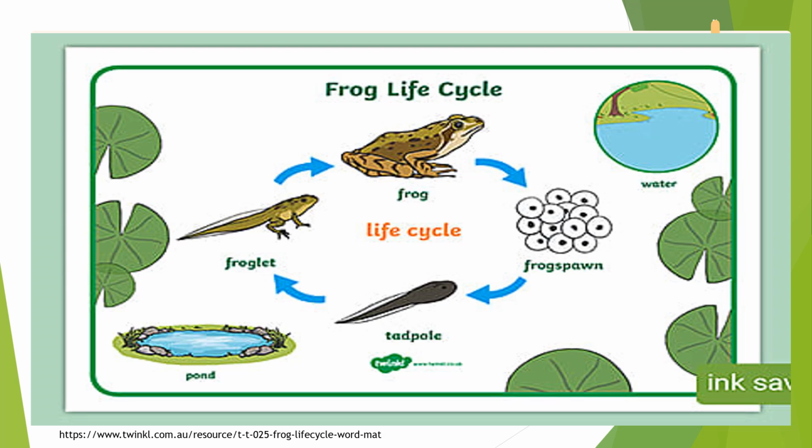Finally, the froglet's tail disappears, and it becomes an adult frog. Adult frogs have strong legs for hopping and can live both on land and in water. They also start eating insects and other small creatures. Once they reach adulthood, they can lay eggs of their own to start the cycle all over again.